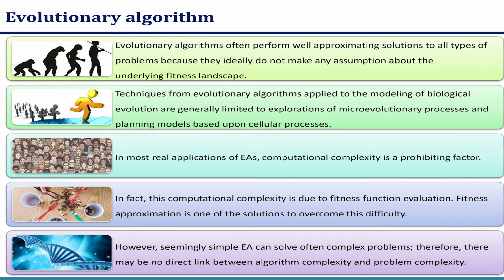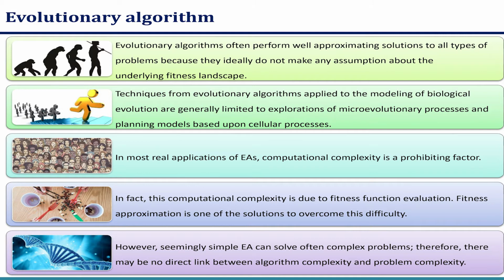Evolutionary algorithms often perform well approximating solutions to all kinds of problems because they ideally do not make any assumptions about the underlying fitness landscape. They trust the real exact data, and based on that data they do not assume or predict things, they provide solid results. These techniques of evolutionary algorithms applied to the modeling of biological evolution are generally limited to the exploration of micro evolutionary processes and planning models based upon cellular processes.